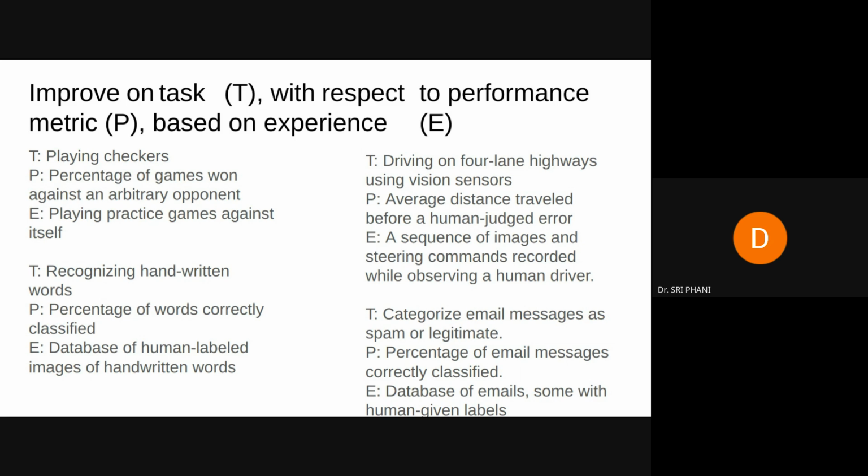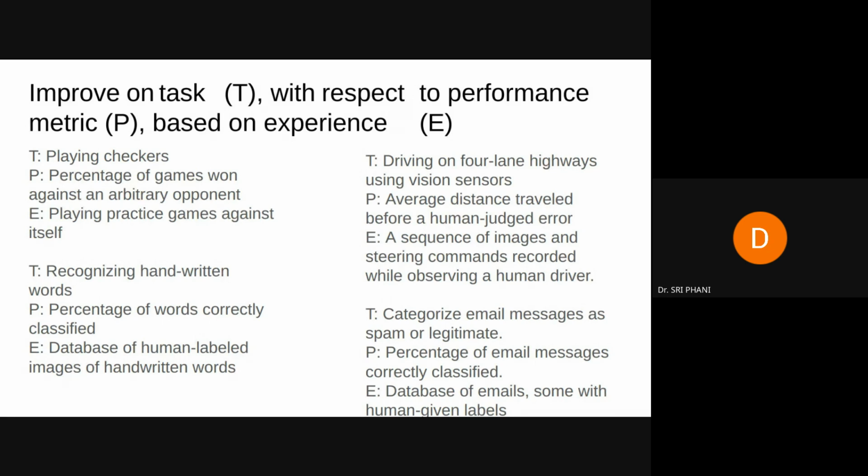And in the case of driving on 4-lane highways using vision sensors, if that is the task, the experience, the data, is nothing but a sequence of images and steering. If these are the images I'm getting, what should my steering angle be? So that will be the data, and the performance is the average distance before a human judges an error. So when this kind of data is given, how much closer I'm getting to the performance of a human is one thing.